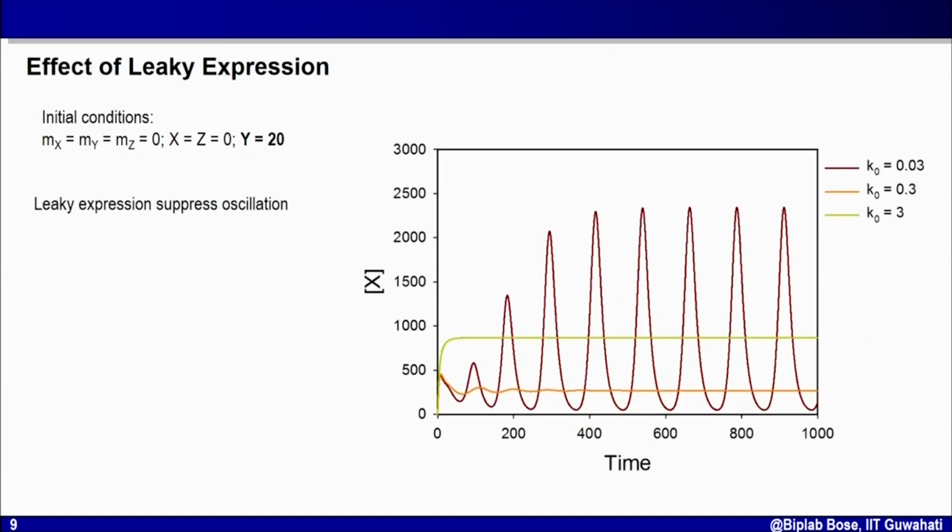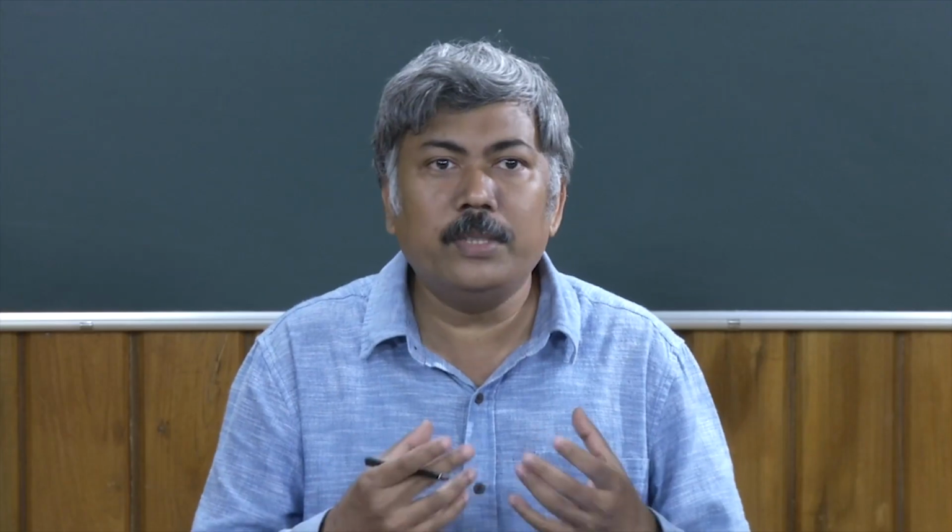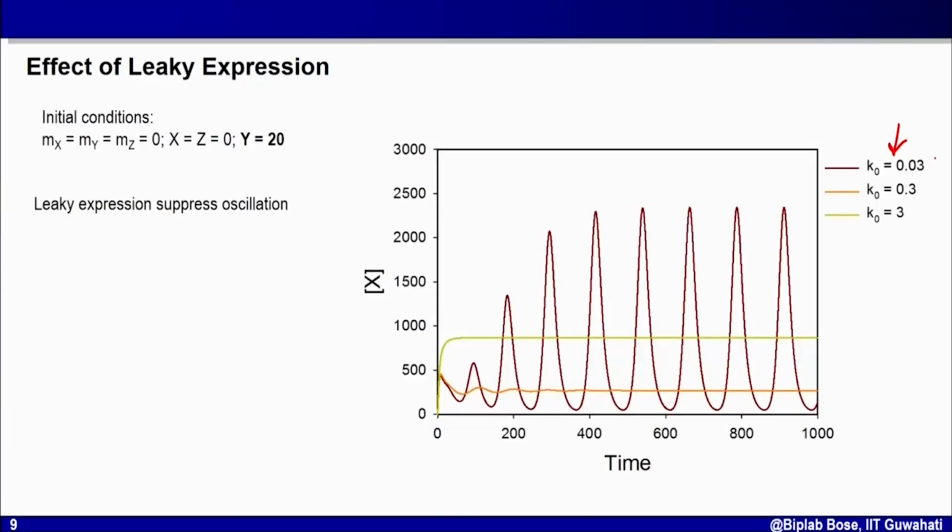If you remember, in this system model, we have considered leaky expression by K0, right? So in general, when we are talking about limit cycle oscillation, we are keeping K0 at a very low value, 0.03. Now I want to change the value of K0 to simulate a situation where leaky expression is very strong. That means the promoter is quite leaky. So I am changing the value of K0 from 0.03 towards K0 equal to 3.